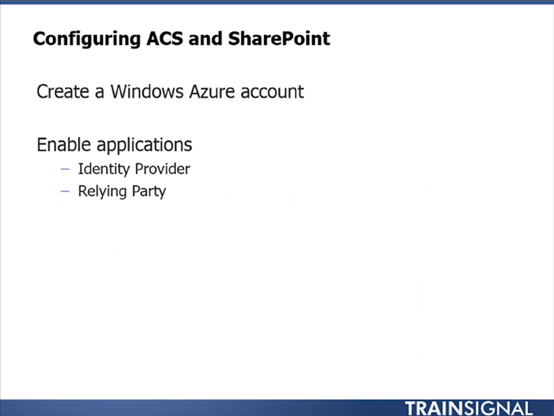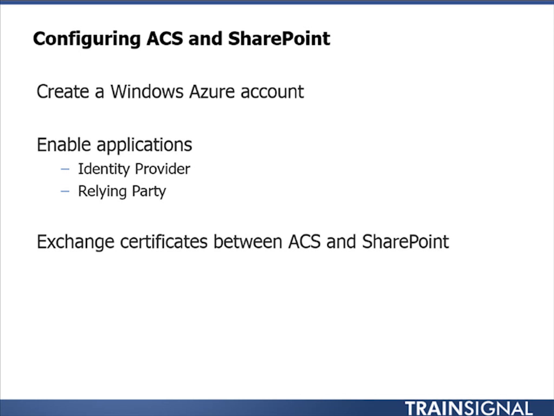You're going to notice that there's basically two steps here that we're going to need. We need to set up the identity provider, and that's going to be our pointing to, say, Facebook, Windows Live ID, Google, etc. And then we also need to set up our relying party, and that's going to be our application to tell Windows Azure, hey, this is now what's going to use that identity provider.